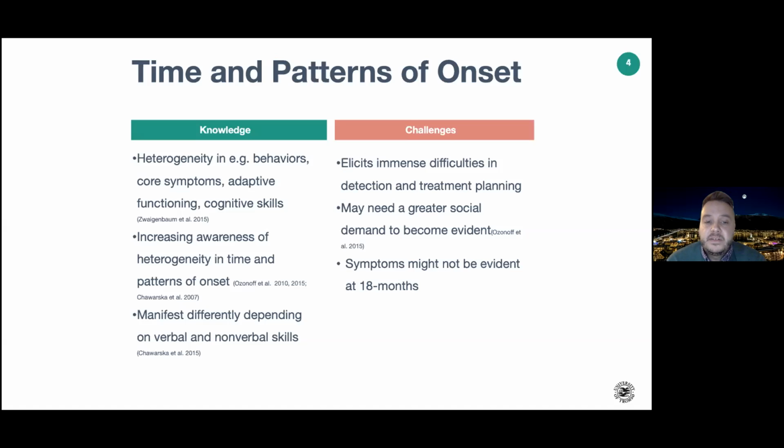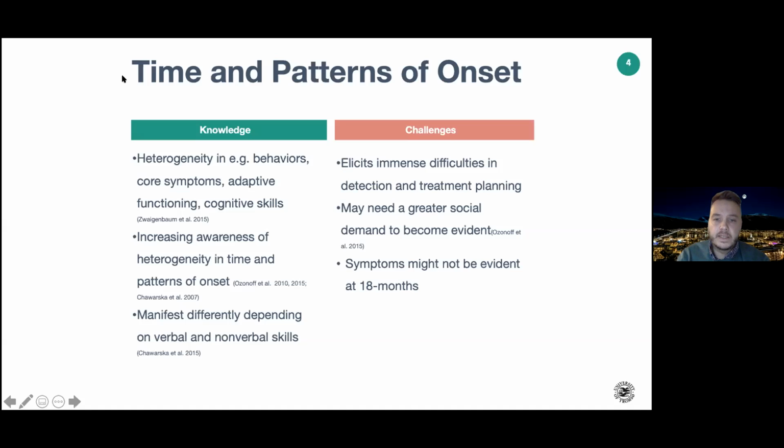And it manifests differently depending on verbal and non-verbal skills. So we do see that children who have language also have a different manifestation of the disorder compared to those without verbal skills. And all of this knowledge we have, that autism is so different in individuals and in different subgroups, is also what creates this immense difficulty in the detection, early identification, and treatment planning of this group of individuals.